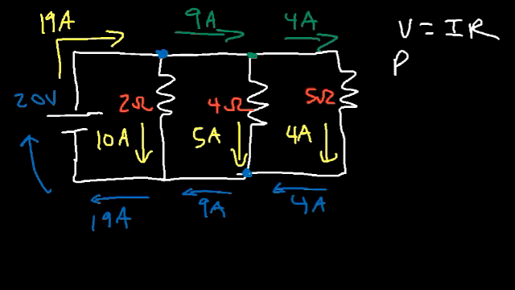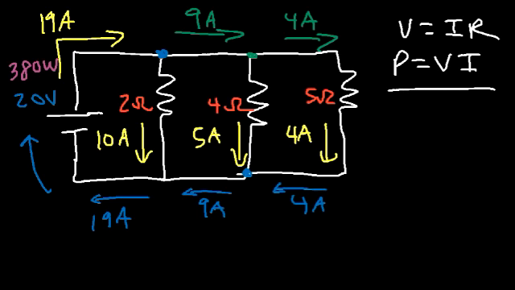So P is equal to VI. For the battery, it has a voltage of 20 volts and it delivers 19 amps of current. So the power delivered by the battery is 380 watts. Now what about the power absorbed by the 2 ohm resistor? So what we could do is simply use the same equation, P equals VI.